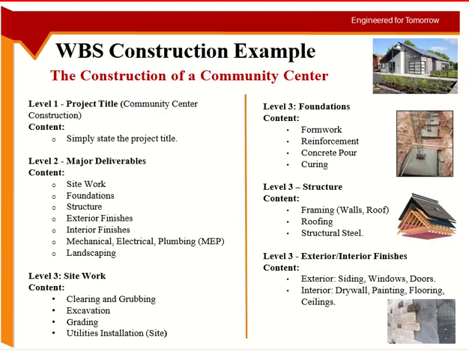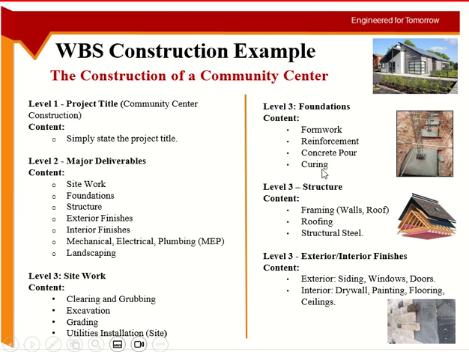Okay, some of the examples. I'll just go through one or two, and the rest you can have a look. So this is for the construction of a community center. Level 1 is the project itself. Then level 2, major deliverables: site work, foundation, structure, exterior finishes, interior finishes, MEP (mechanical, electrical, plumbing), landscaping. Then for each one I will have some level 3 activities. Site work involves clearing, grubbing, excavation, grading, utilities installation. All this is part of site work.